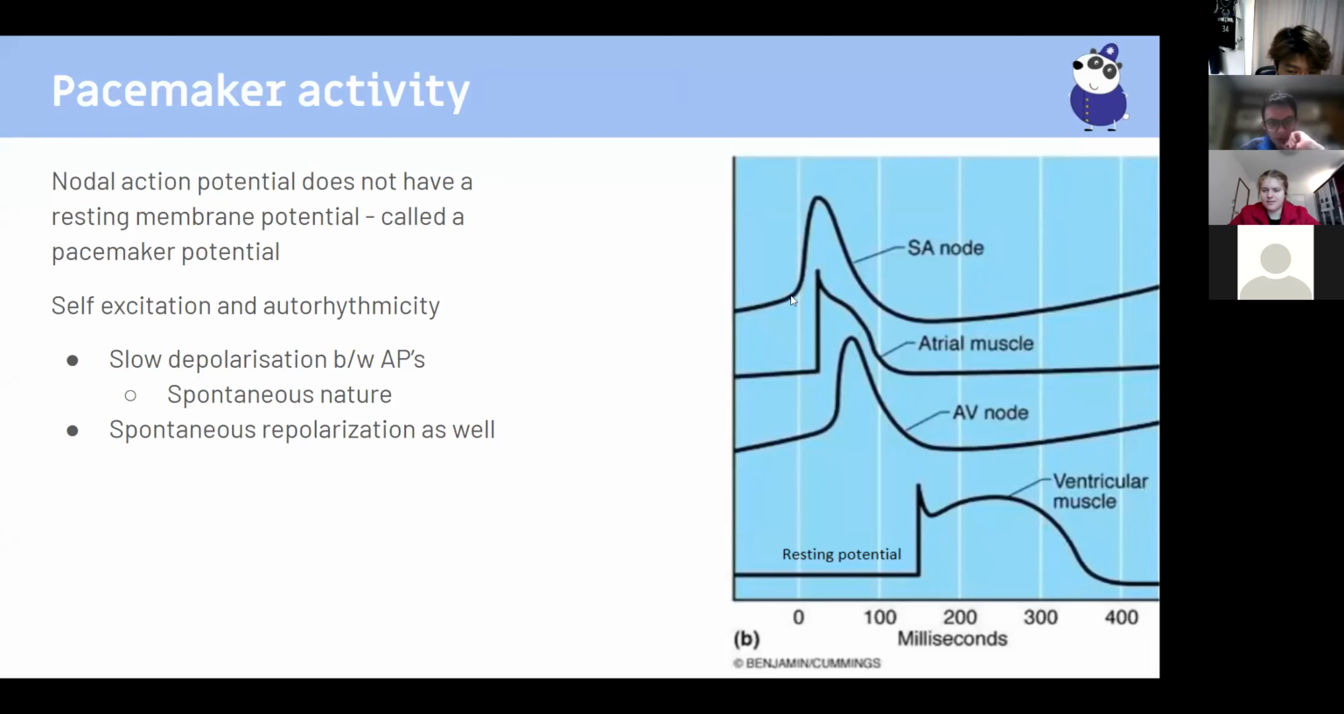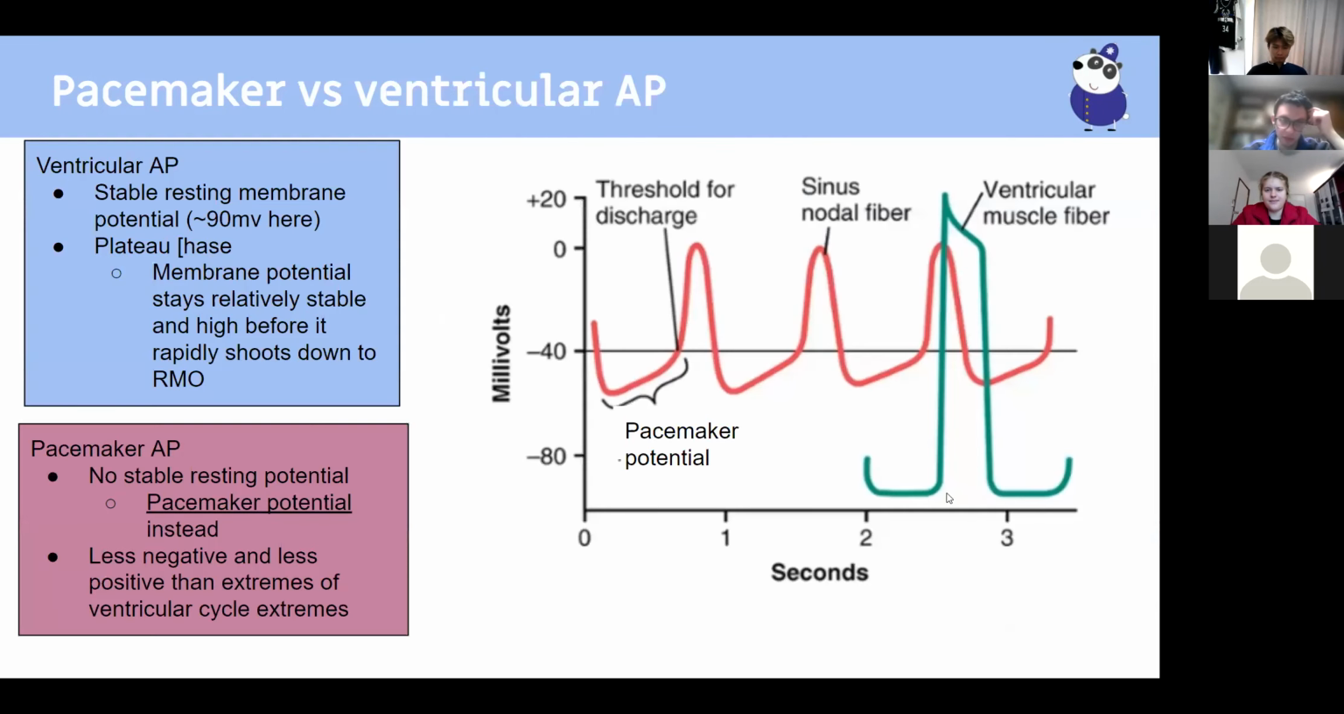There's a slow depolarization between action potentials in these as compared to in a ventricular muscle. It's spontaneous, and there's also spontaneous depolarization, spontaneous repolarization. The atrial muscle, SA node, AV node are all like this. The reason why the SA node predominates is it depolarizes more quickly, so it doesn't give a chance for these other structures to depolarize the muscle. And ventricular muscle is completely different. It works like the other muscles we've learned about before, and I'll go into more detail in a second.